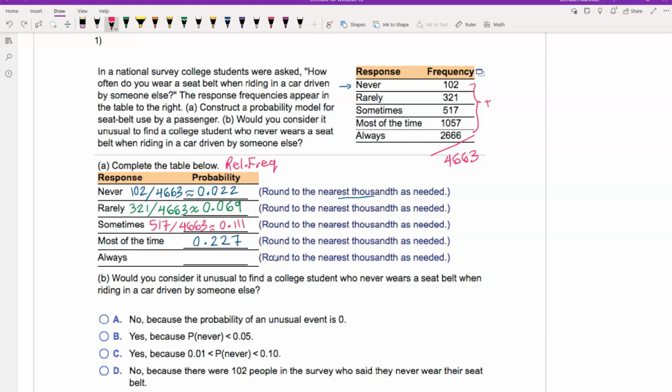Next one, for always, frequency divided by the sum of all frequencies. Rounding, it's 0.572.